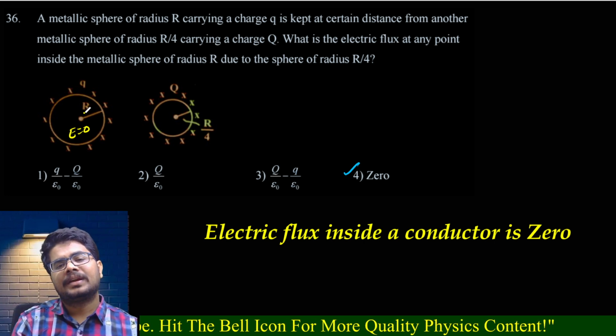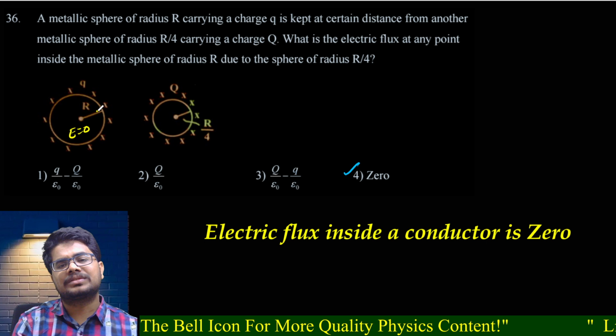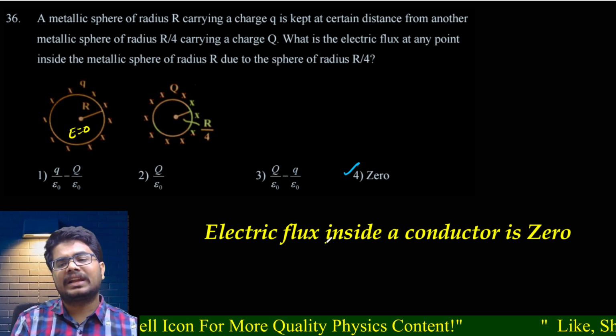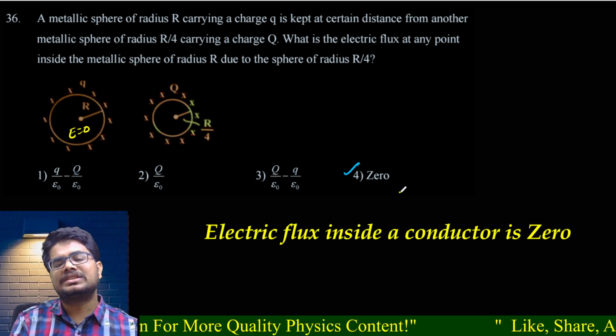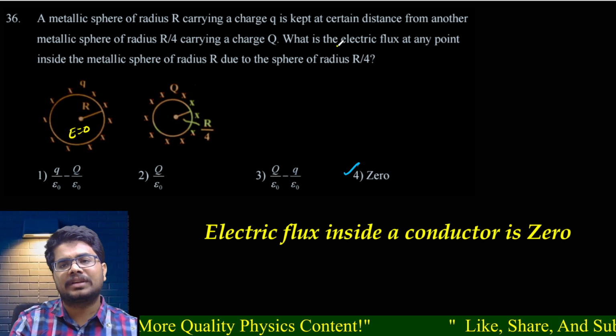By that time we might have applied Gauss law also. That's why the flux is 0. That's why the electric flux inside the conductor is 0. Electrostatic shielding concept, keep it remembered well.